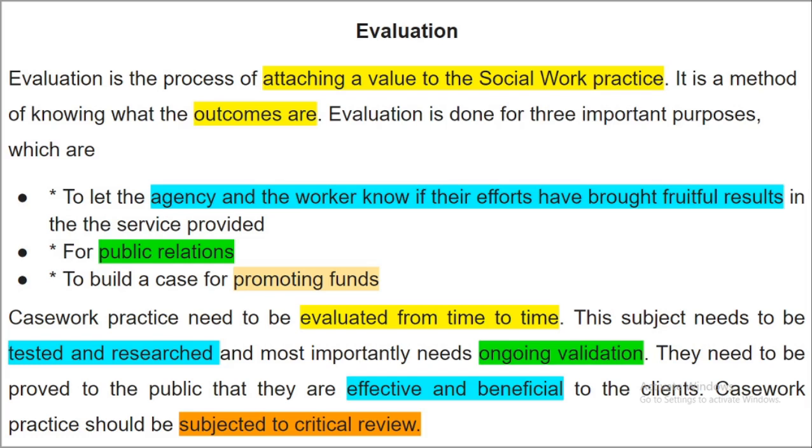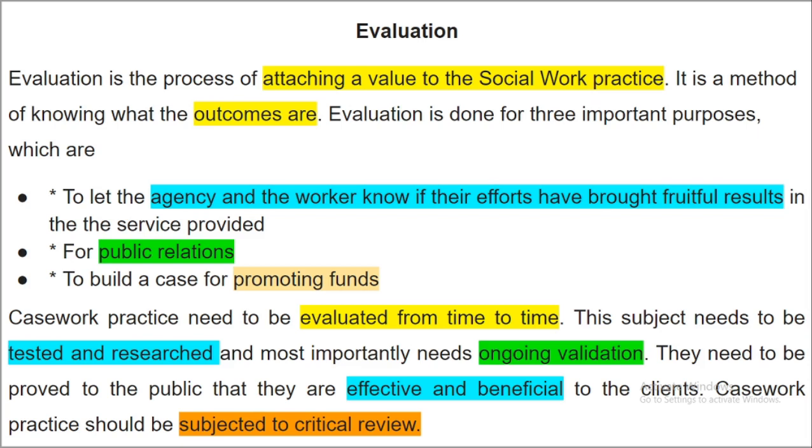Next, once it is decided to terminate, then again he has to go for evaluation. Evaluation is a process of attaching a value to social casework practice. It is a method of knowing what the outcomes are. So in evaluation, we evaluate what the outcomes of the practices are, and evaluation is done on the basis of three important purposes.